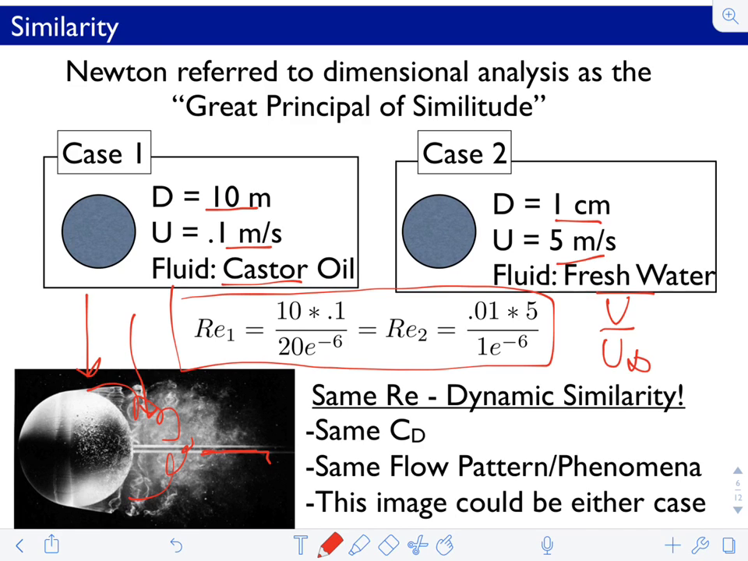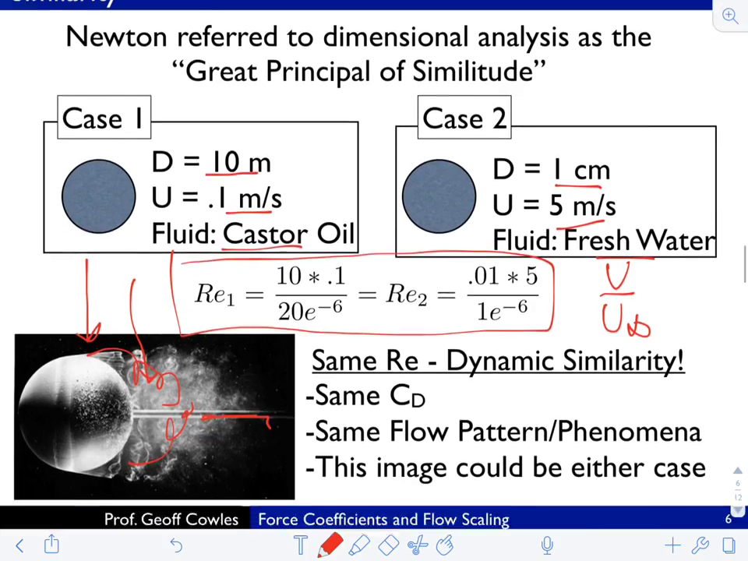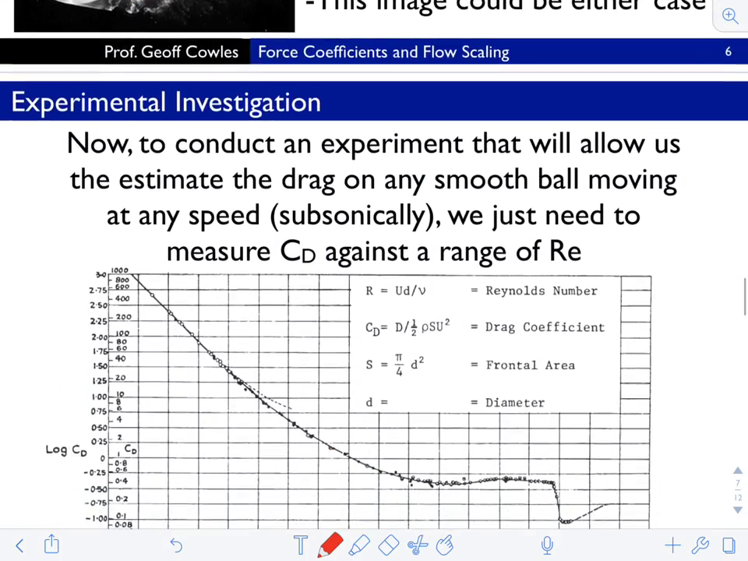So in the process of non-dimensionalization, we collapse two very different problems on top of each other because they are in the same exact flow regime, in this case the same Reynolds number. And so this image could be either case. If you were given these two cases and asked which one is that, you'd say I couldn't tell you, because they are the same Reynolds number, and therefore they are the same in terms of the imagery.